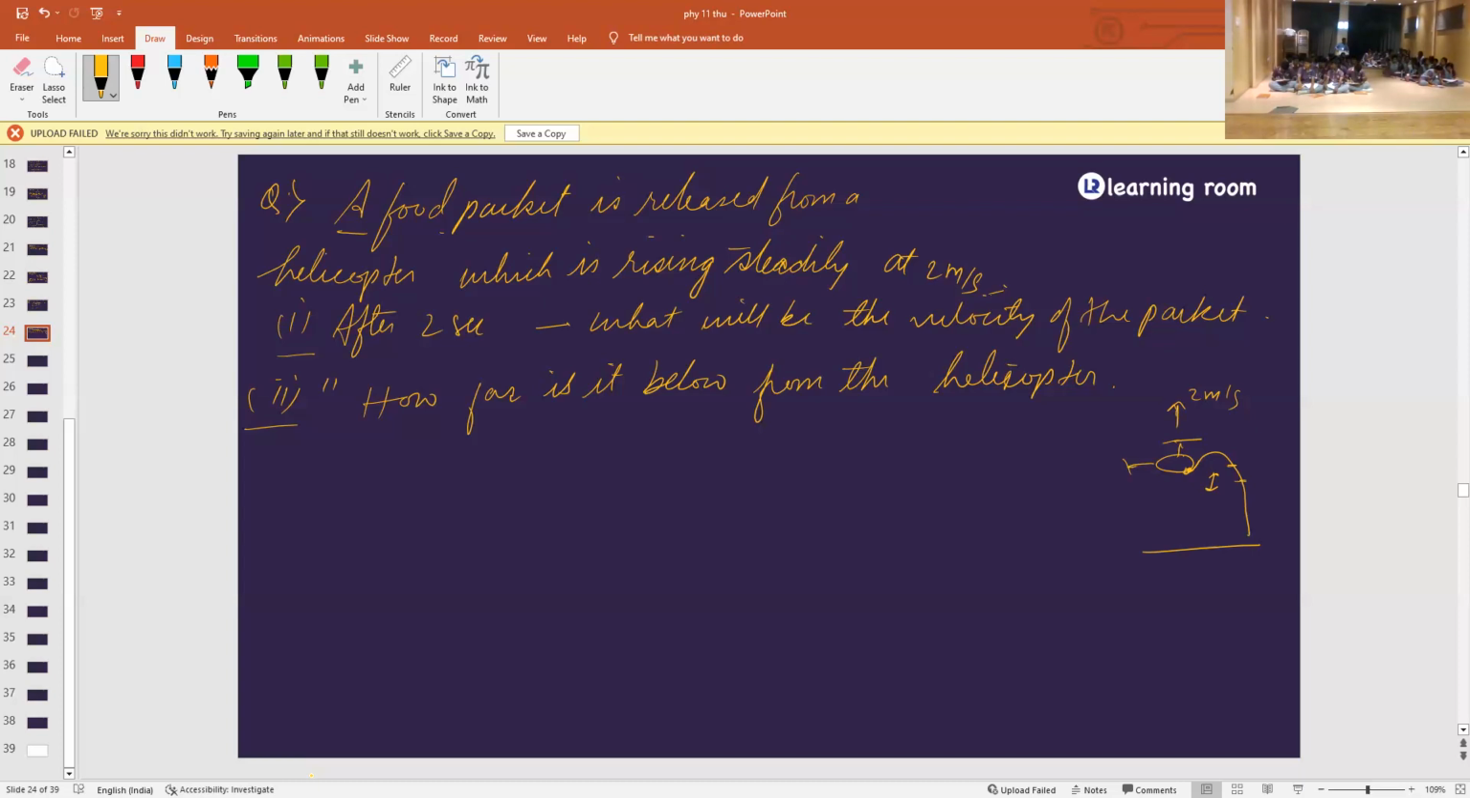Yes, sir. Okay, a food packet is released from a helicopter which is rising steadily at a rate of 2 meter per second. First sub question is that after 2 seconds, what will be the velocity of the packet? And second part, after 2 seconds, how far is it below the helicopter?